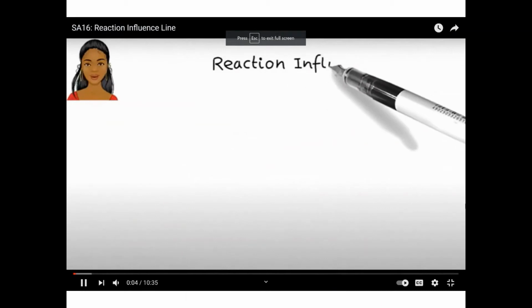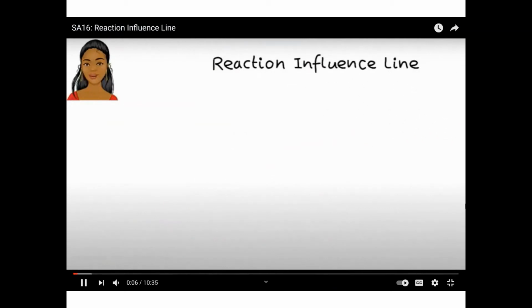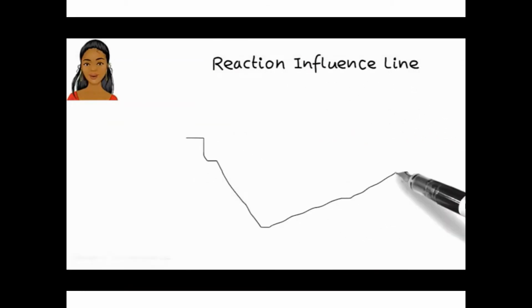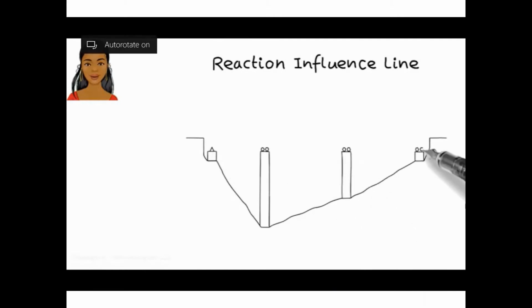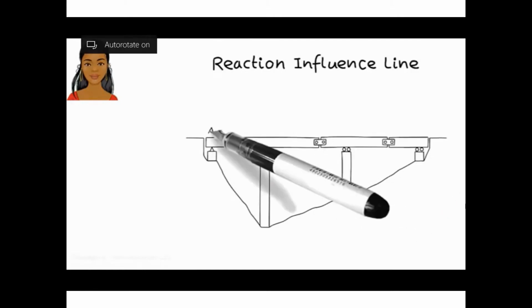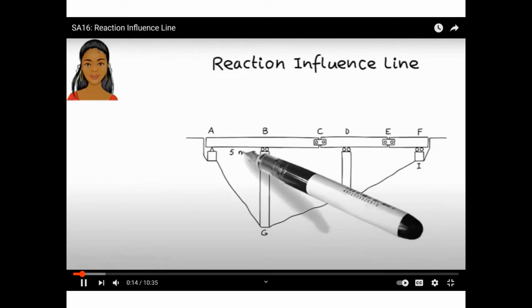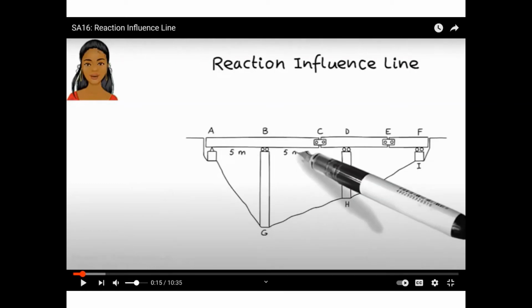Reaction influence line for statically determinate beams. Suppose we are asked to design column BG in this bridge. So we have a bridge, and we have piers or supports.